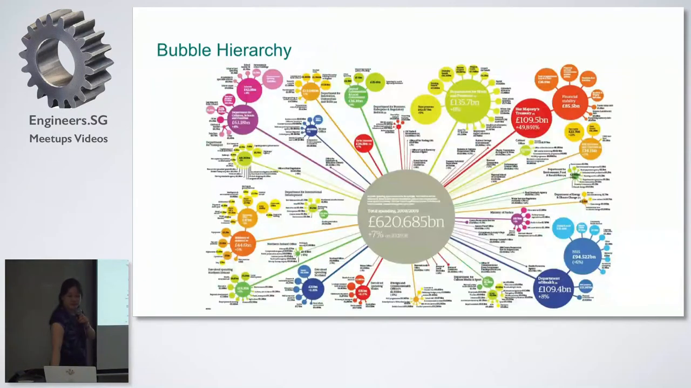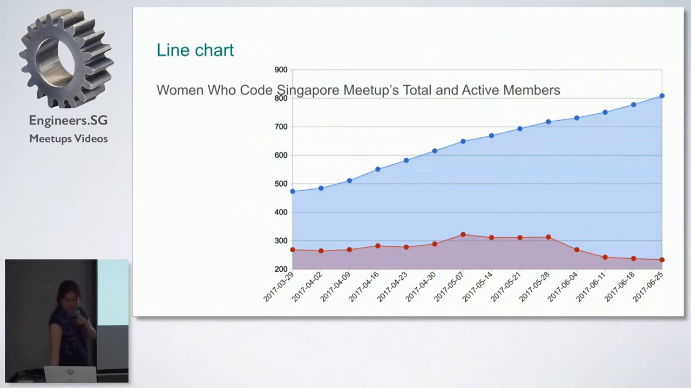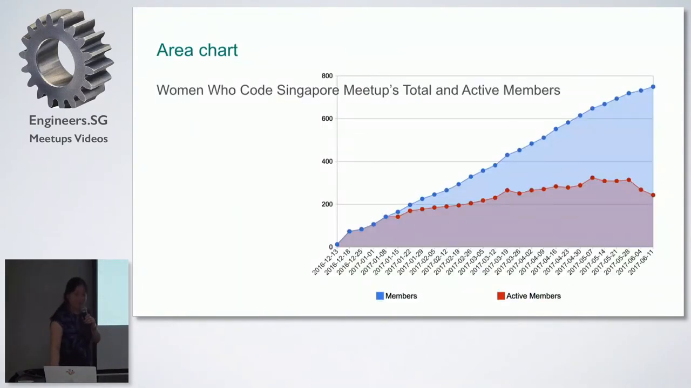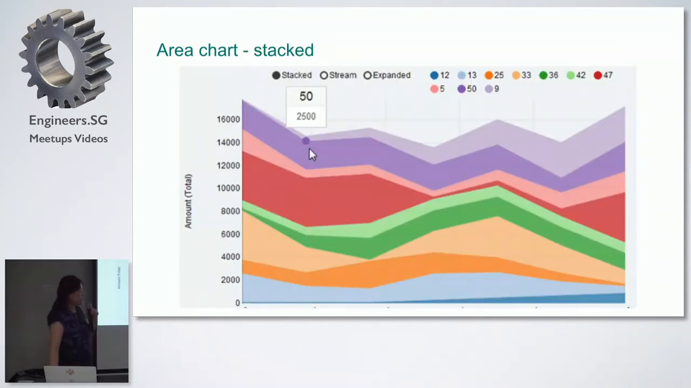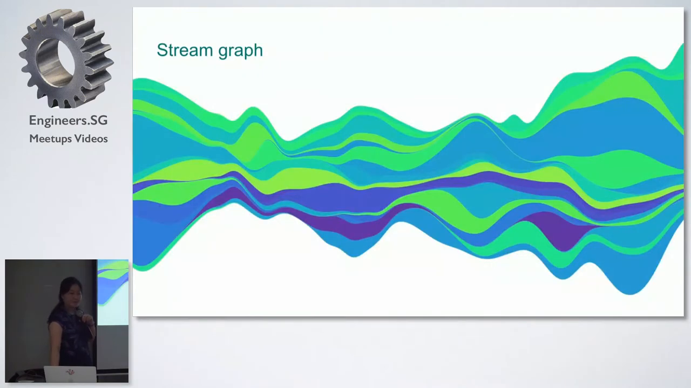Circle packing diagrams, bubble hierarchies, tree hierarchy, line charts. We are inside somewhere here. The red one. Spark lines, area chart. Difference with line chart, area chart is area chart, you'll need to start with a zero so that you can see the area. And there's a stack area chart. Horizon chart, stream graph. For stream graph, basically there is no positive or negative, and you actually only concentrate on the area.